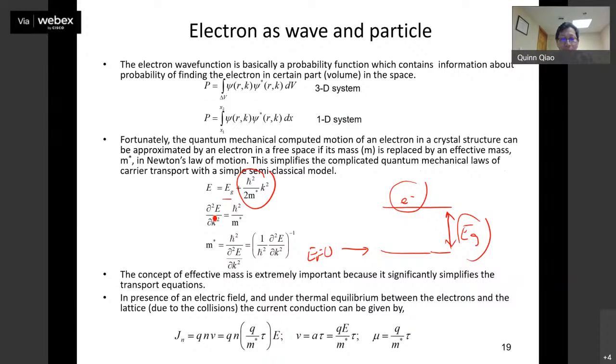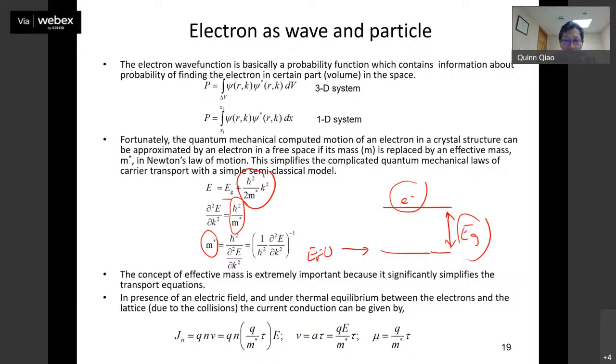And then if you take the second derivative of this energy over k, you get these equations. From that equation you can find the effective mass of these electrons. That's something you care about. You can do the same thing for the hole and find the effective mass for the hole. So that star shows the effective mass.